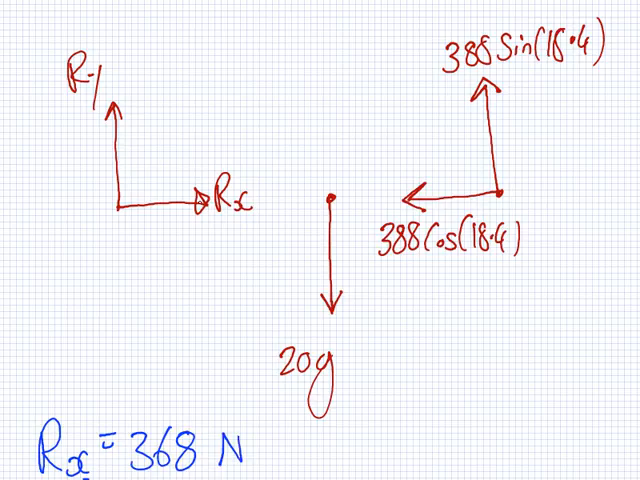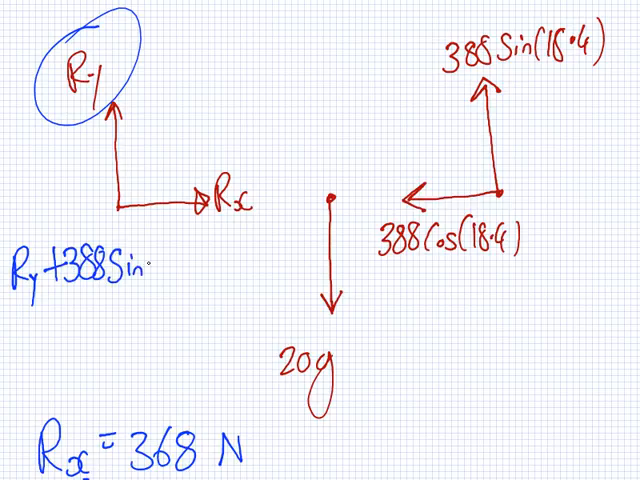Yeah. Now, how can I get the Ry? How can I get this one? It also includes Ry plus T sine 18.4 degrees is equal to 20g. You can say Ry plus 388 sine 18.4 should equal 20g. The up should equal the down. So then, can you tell me what the Ry will equal?